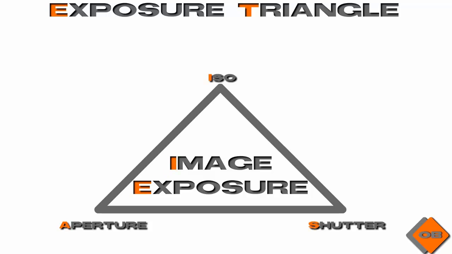Your ISO controls the sensitivity of the sensor in the camera, so the more you increase your ISO, the more sensitive the sensor in your camera actually becomes to the light coming through the lens.